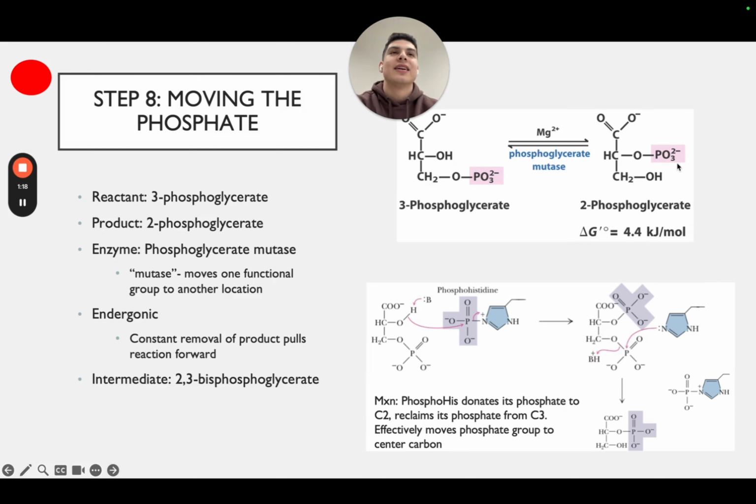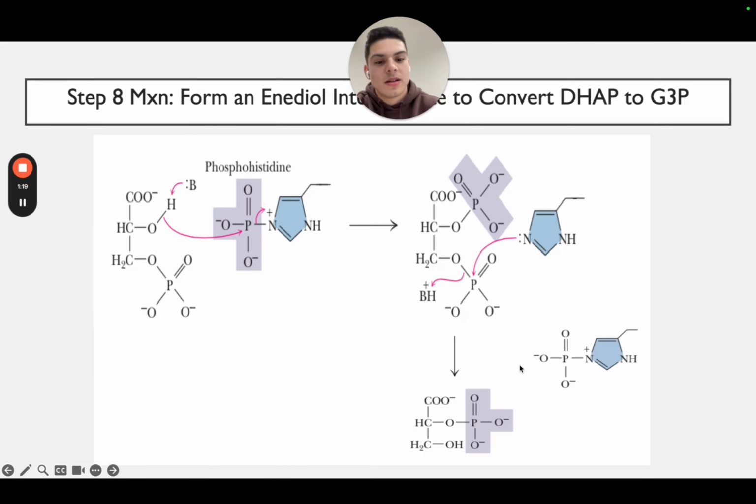So you can think of it as, again, we had that commitment step in step 4, and now we just want to proceed through it really fast. So we're removing the products for each step so fast that it just drives the reaction forward once you commit to this process. And I wanted to point out from this mechanism, we form 2,3-bisphosphoglycerate as a mechanism intermediate, and this could be used as an allosteric regulator of hemoglobin. But the mechanism is a phosphohistidine donating a phosphate to carbon number 2, the hydroxyl group. And then from there, it takes the phosphate group from the other carbon.